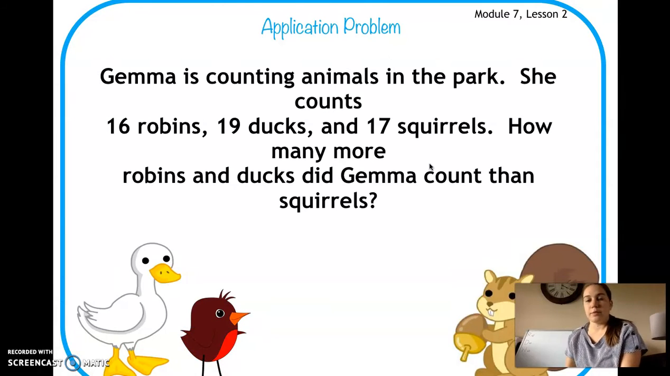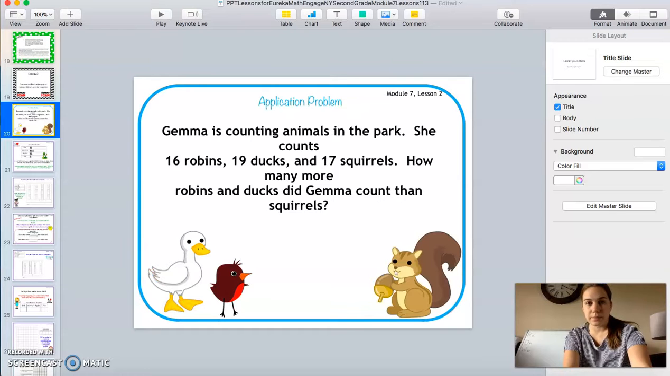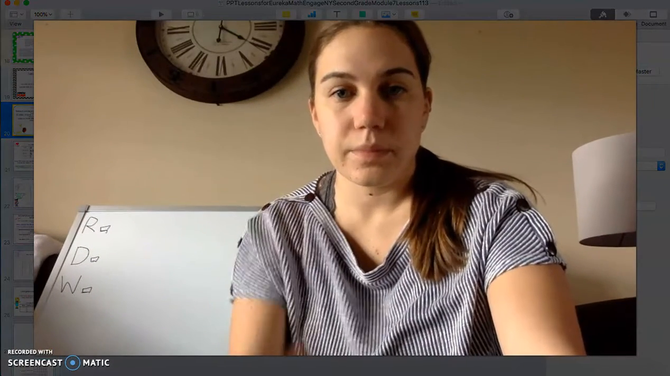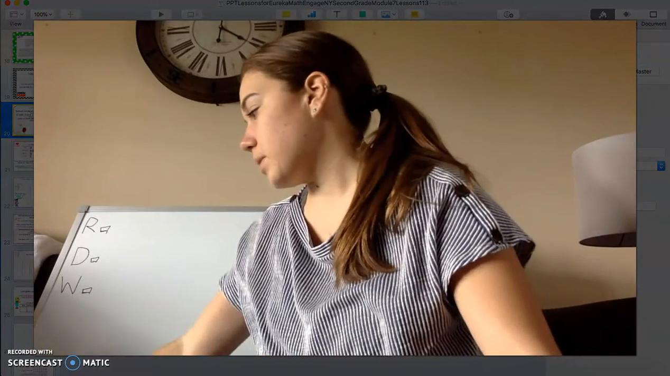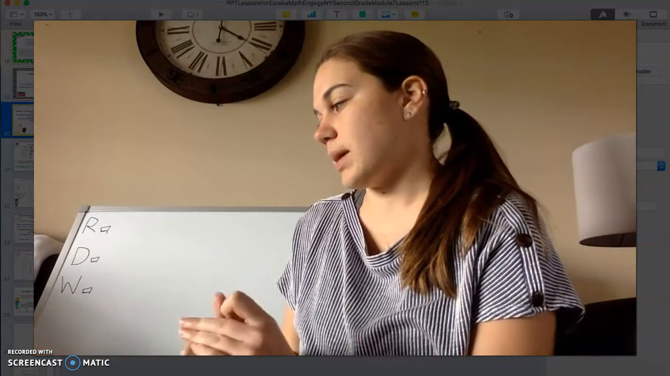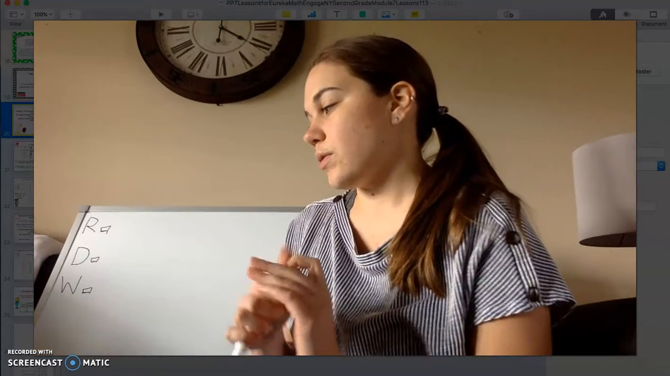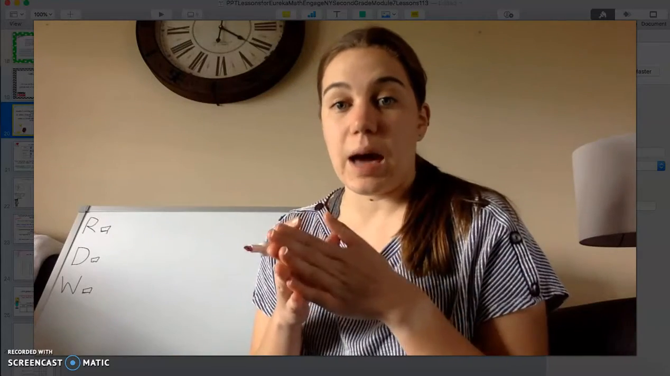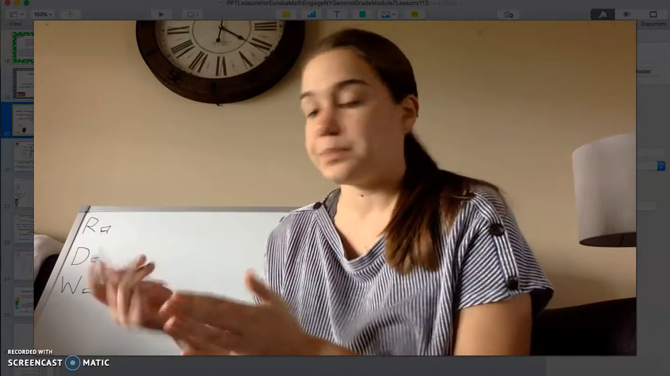Our application problem for today is Gemma is counting animals in the park. Robin, 17 squirrels, robins, and ducks. So I will zoom out so you can see me. So we need to figure out how many more robins and ducks did Gemma count than squirrels. So to figure that out, we need to add our robins and our ducks together to figure out how many there are of those all together.